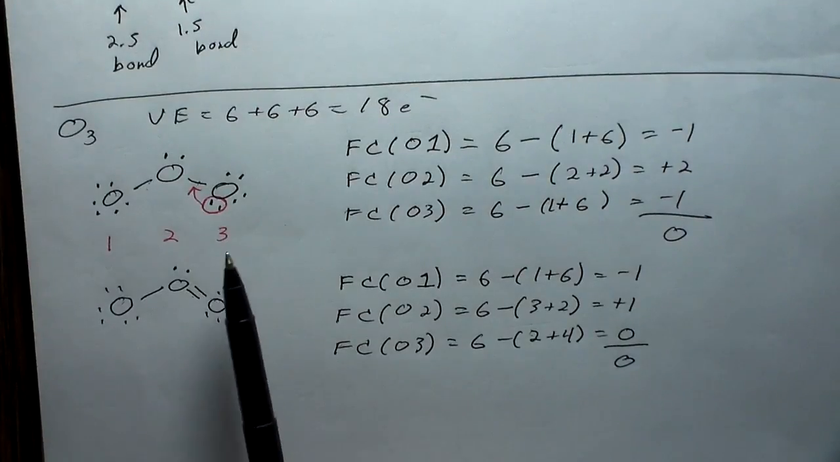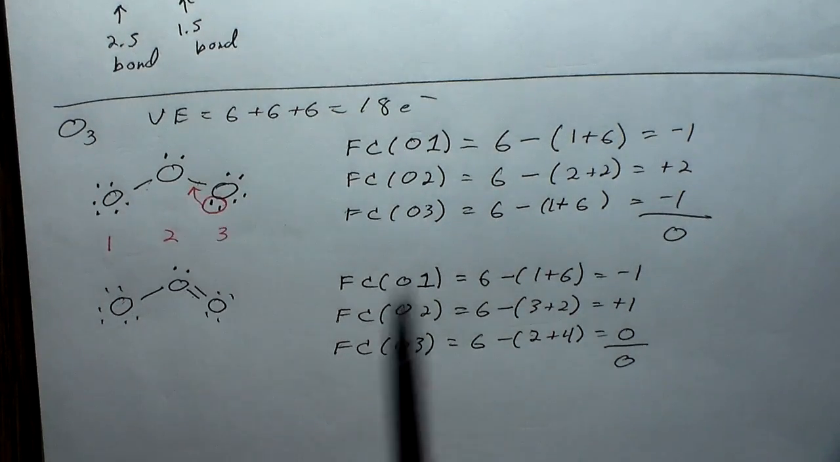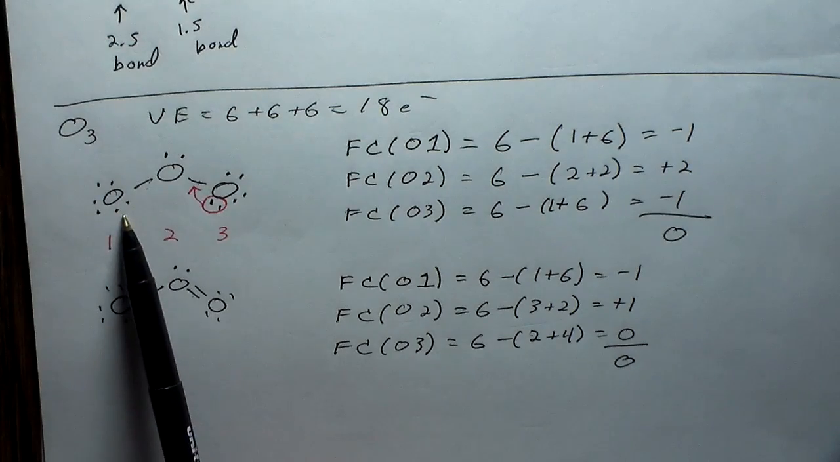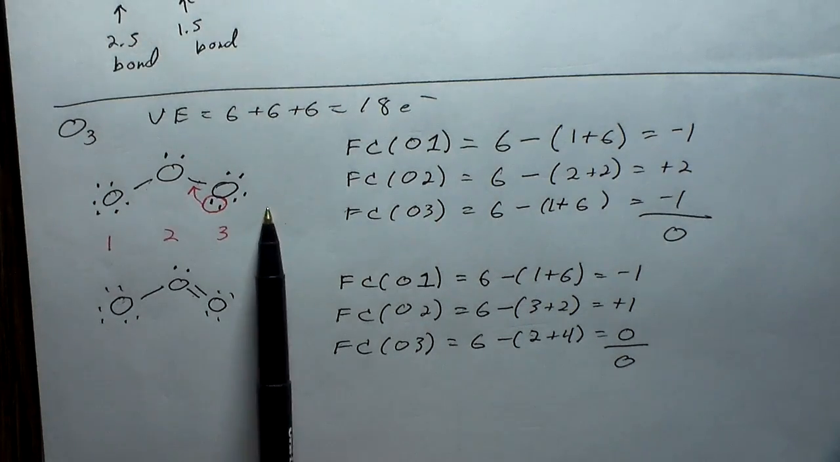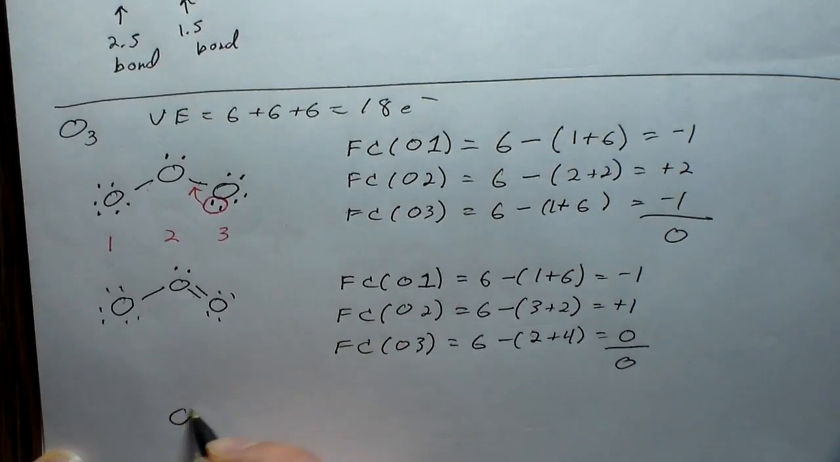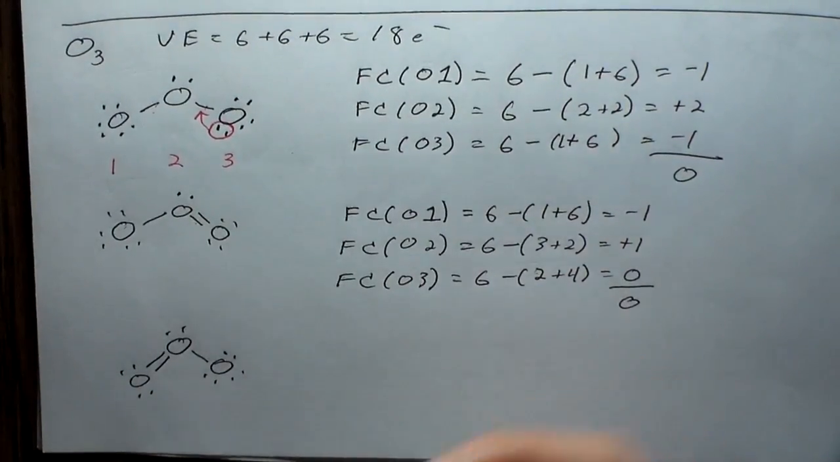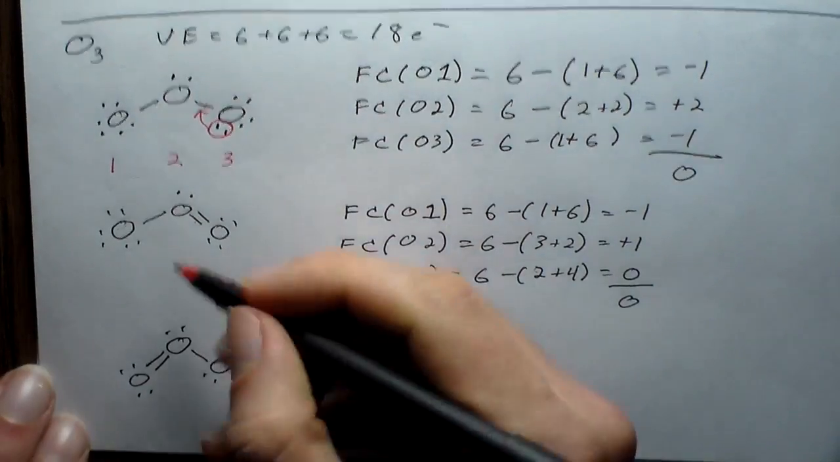Now, when I did this, it was completely arbitrary because I just happened to choose this one to go over here and make the double bond. Why couldn't I have chosen this oxygen 1 to make the double bond and left that one alone? Well, I just as easily could have. So I could just as easily have done this. There's no reason I couldn't have done that, and in reality, this is what's going on.